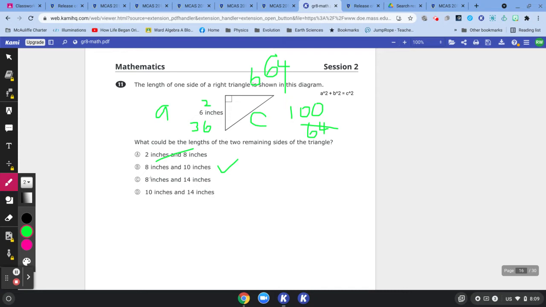Once we've found B, we don't need to worry about the others, but if you wanted to test it out, 36 plus 64 is not the square of 14, which is 196. We already know it's 100. And 6 squared, which is 36, plus 10 squared would be 136. And 136 is not equal to 14 squared, which again is 196.